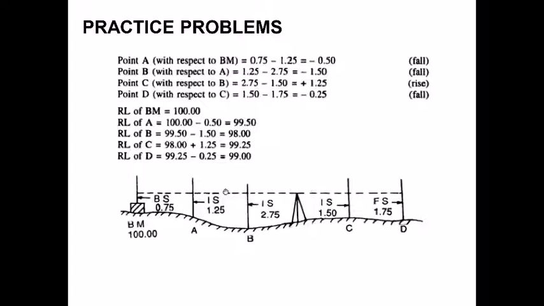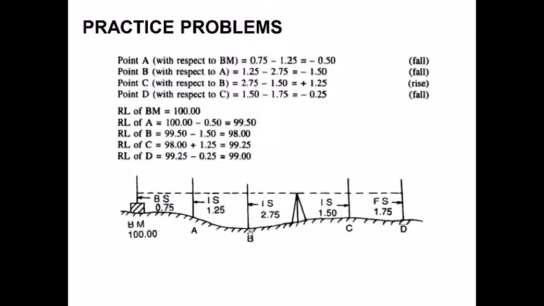Now one reading on the same point, which is again 1.25, because we haven't shifted the instrument or changed its height. And on the point B, the reading is 2.75. When you subtract, again the answer is negative 1.5. That means there is a fall. From the reduced level of the point A, 99.5, you subtract the fall and you get the reduced level of the point B. Similarly, you move to the next point.